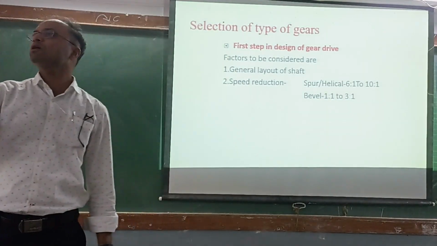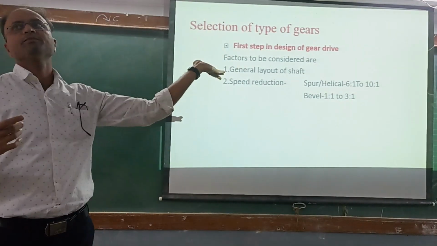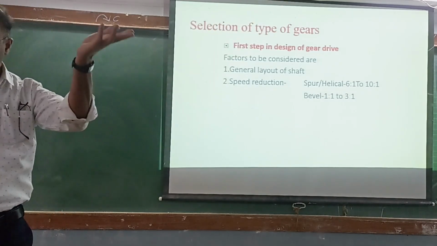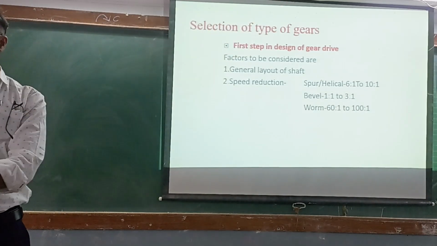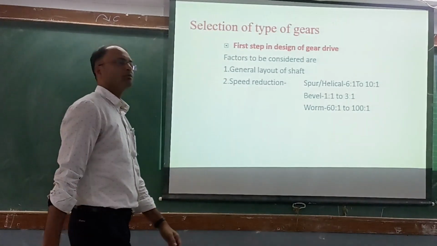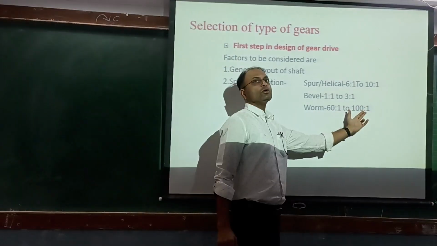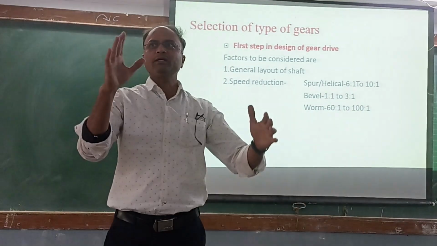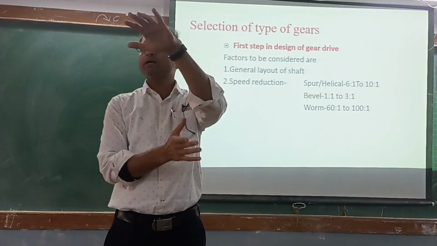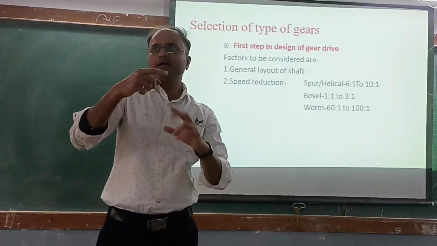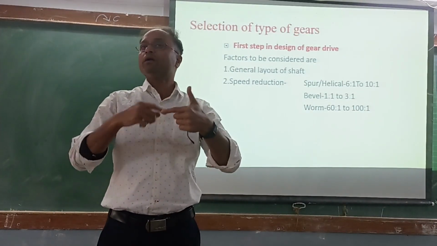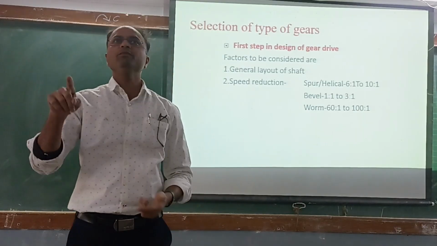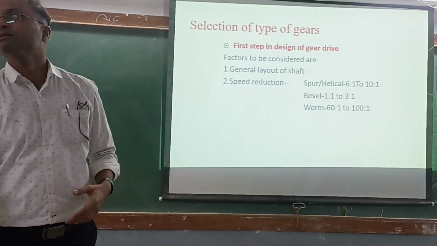3:1 means reduction of 3. And likewise reduction of 6, reduction of 10. Worm and worm wheel are used for very large reductions. You can see what is the reduction from worm wheel? 60 to 100. That means if the worm is rotating very fast, the worm wheel will rotate something like this. Are you getting my point? Worm rotating at large speed, because in worm and worm wheel generally the worm is the driver.